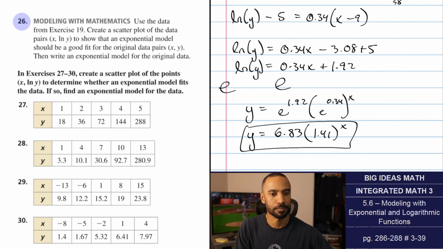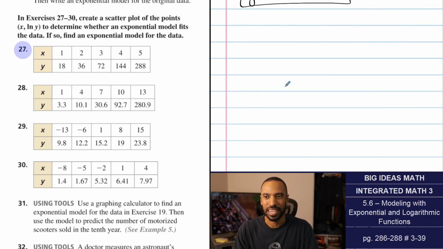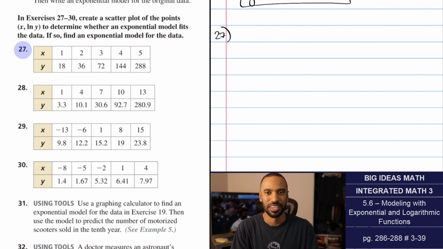There it is. Okay. Numbers 27 to 30. Create a scatter plot of the points to determine whether an exponential model fits the data. If so, find an exponential model for the data. At this point, I'm really sitting here wondering if I'm supposed to do this for each problem. And I guess so. This is just the worst, guys.